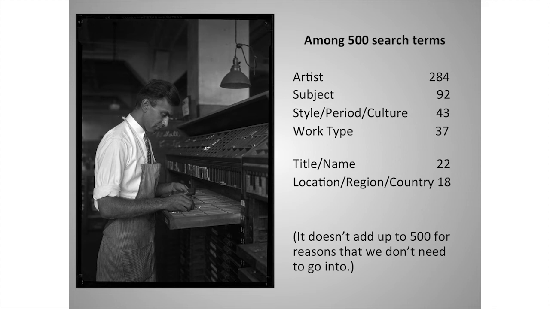I put these in the order of the number of terms in that 500, and we see that artist was 284, and the next closest one was subject. And I'm using these buckets: artist, subject, style, period, culture, work type, title, name, and location, region, country. As you can tell, very loosely, just to come up with how many terms in this 500 were used. And one would argue that subject is the second highest, and that's what we should tackle.